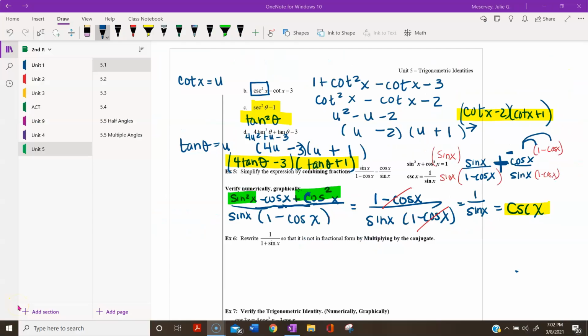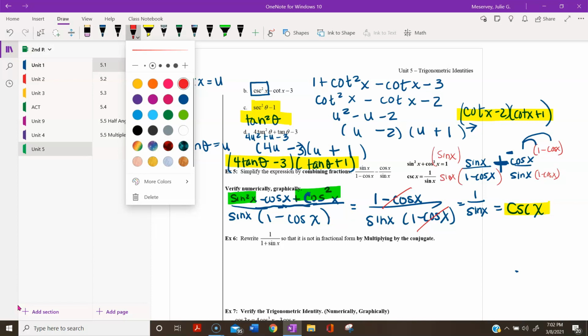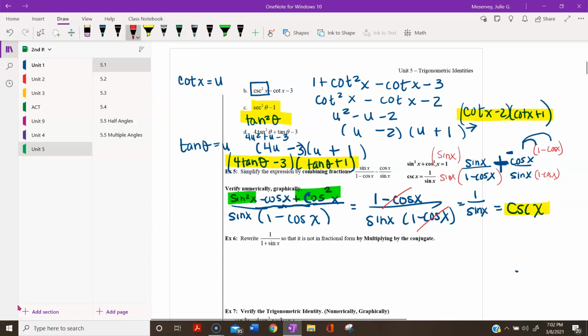So example 6 wants us to rewrite 1 over 1 plus sine x so that it is not a fraction. To get rid of the fraction, we're going to multiply the top and the bottom by the conjugate. And the conjugate of 1 plus sine x is 1 minus sine x. So you're going to multiply the top and bottom of that fraction by 1 minus sine x. Now the denominator, you're going to FOIL that, and these are conjugates.